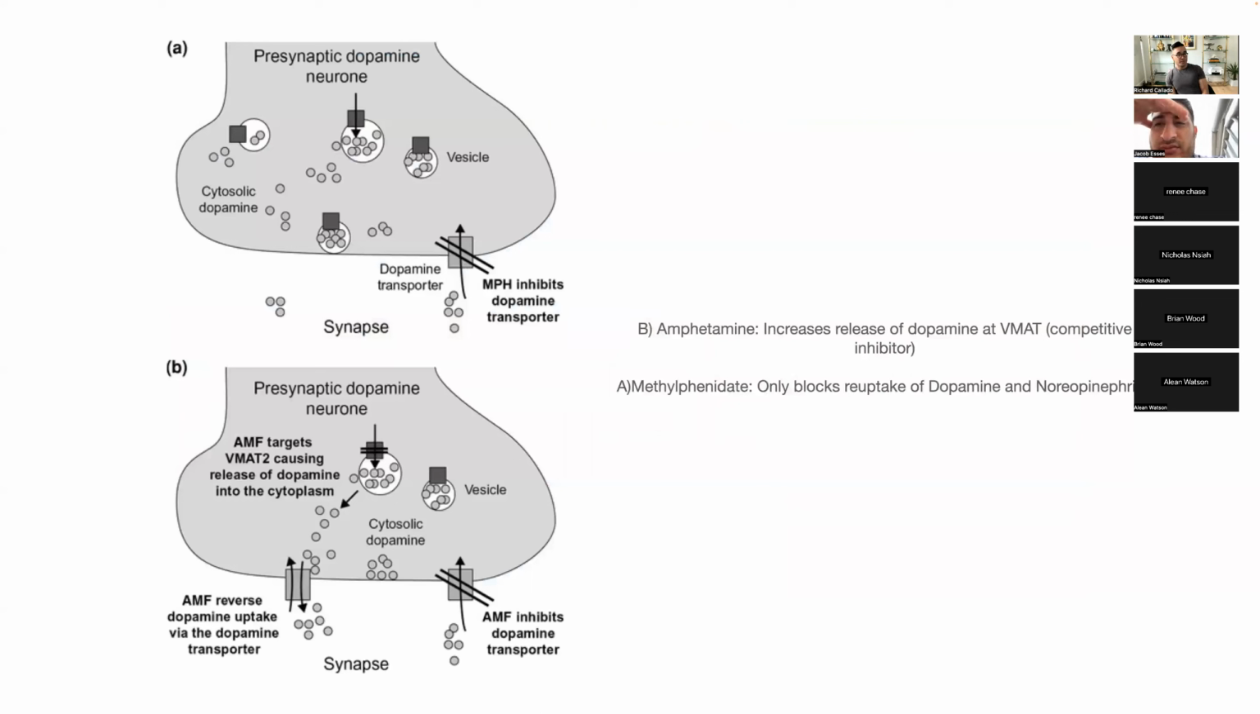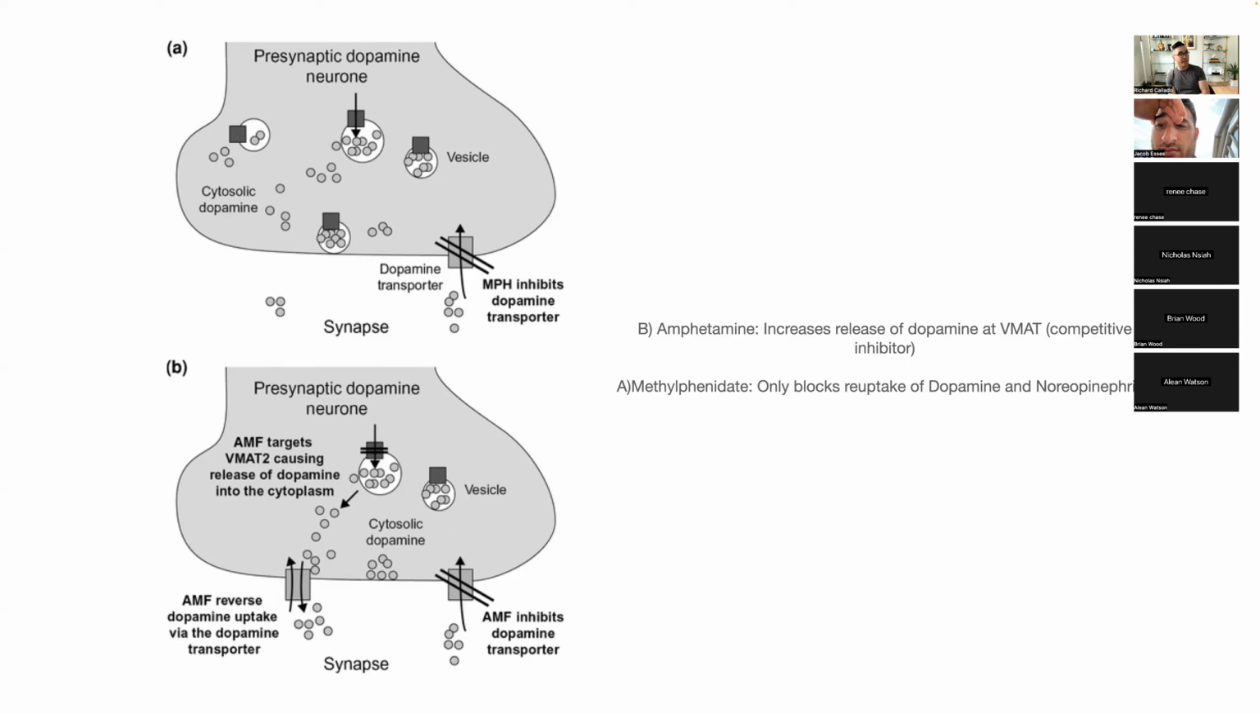This is just a picture to show the differences between amphetamines and methylphenidates. As Brian explained pretty clearly, amphetamines have a double mechanism. Not only do they block the reuptake, they also act on the VMAT and increase the release of dopamine. That's why the abuse potential is much higher with amphetamine. You're probably safer using a methylphenidate, and even safer is using an extended release formulation.